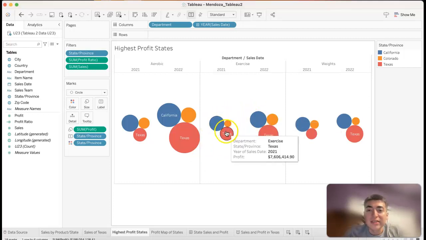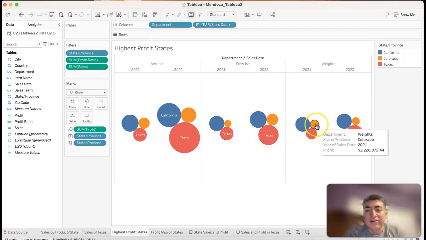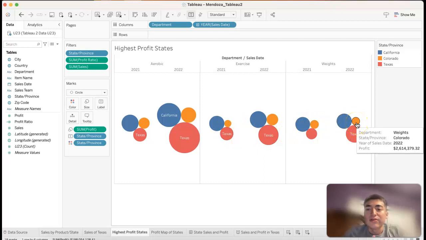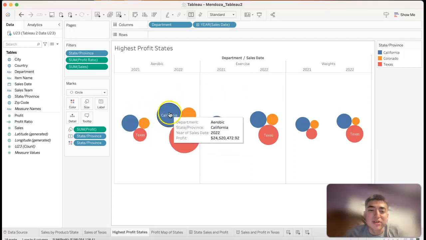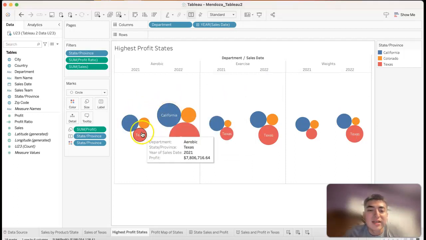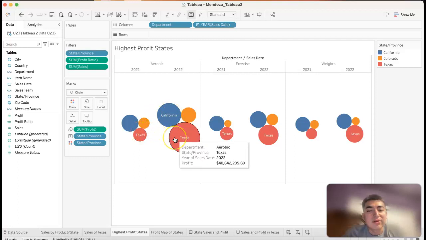Though they were growing abundantly in different areas, although for Colorado they actually decreased in the weight section the following year, they all made up for this and actually grew their numbers in profitability the next year through one certain area, which was the aerobics section. So you can see here it went from 12 million to 24 million for California. Right here Texas went from 7 million all the way to 40 million. So we can see that the aerobic section is fairly important and highly profitable.